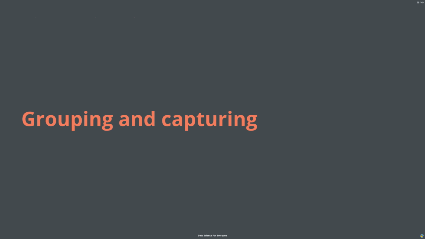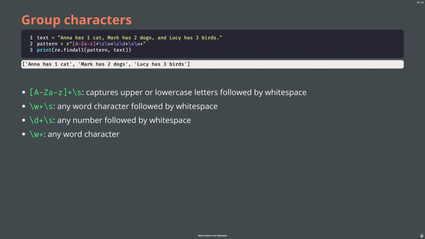Now let's explore some advanced ideas, specifically how to use capturing groups to extract parts of a match. Imagine we have this sentence saved in a text variable: Anna has 1 cat, Mark has 2 dogs, and Lucy has 3 birds. Our goal is to pull out the details about each person: their name, how many pets they have, and the type of pets. For example, Anna, 1 cat, Mark, 2 dogs, etc.